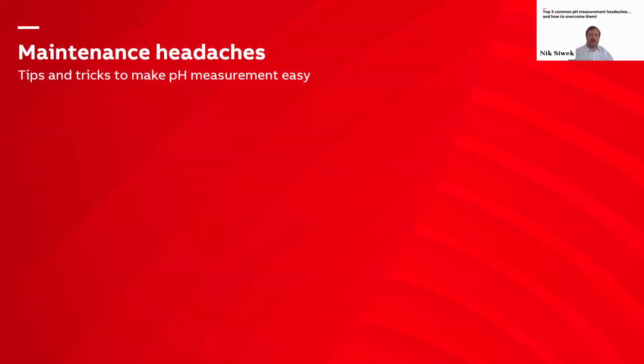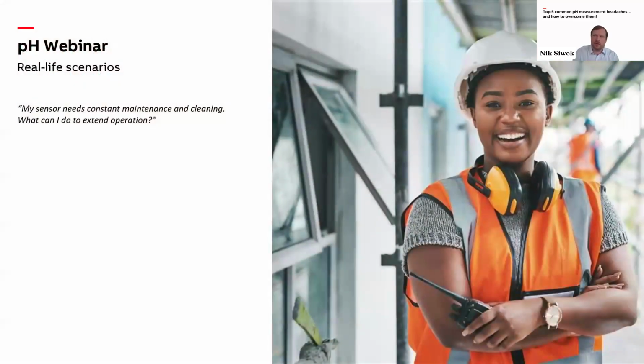So on to the maintenance tasks of the presentation. As I mentioned, maintenance is a very critical aspect of maintaining accuracy and longevity of a pH sensor in the process. And a lot of times customers do struggle with this section. A real life scenario we normally get asked is, my sensor needs constant maintenance and cleaning. I clean it every day and it still drifts really quickly after a day or two. What can I do to extend operation?